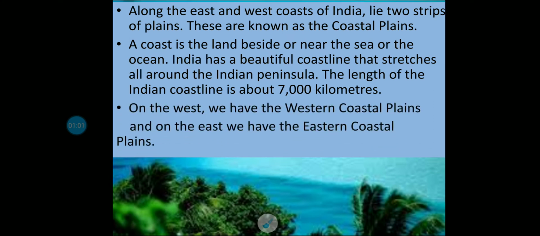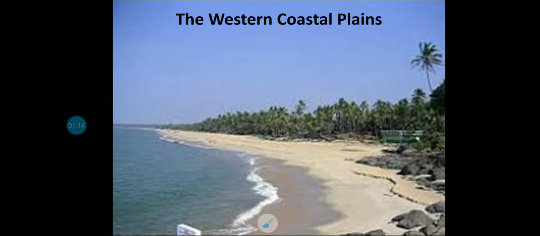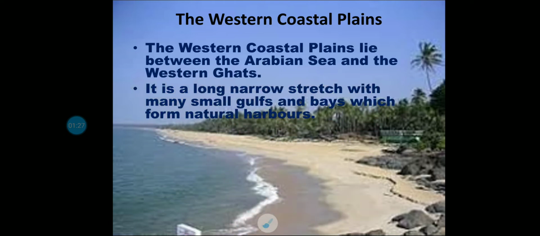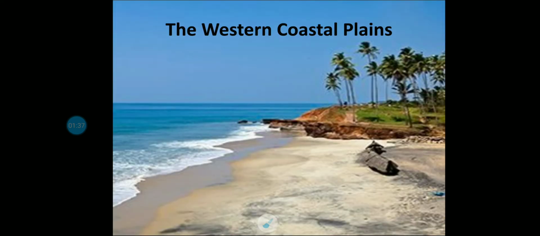On the west, we have the western coastal plains, and on the east, we have the eastern coastal plains. The western coastal plains lie between the Arabian Sea and the Western Ghats. It is a long, narrow stretch with many small gulfs and bays which form natural harbors.